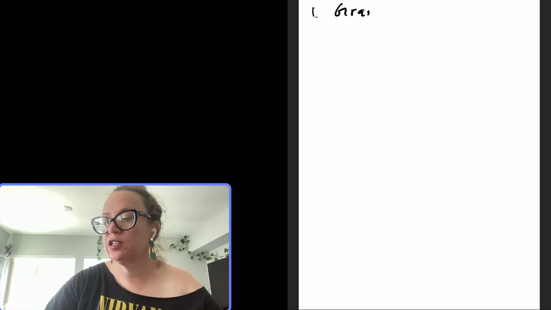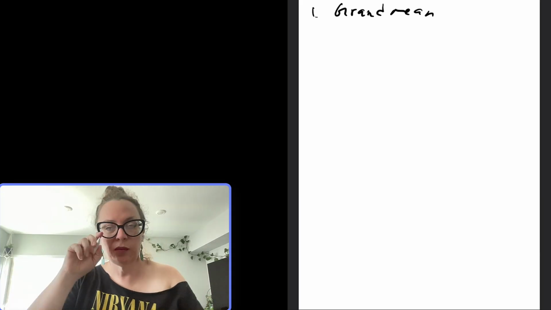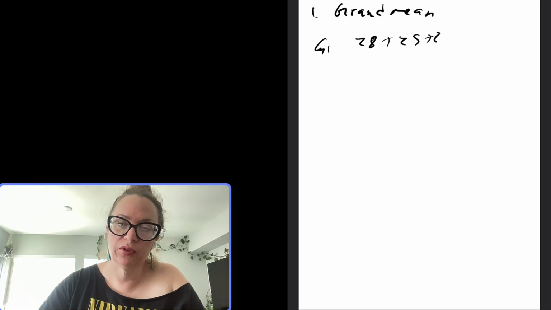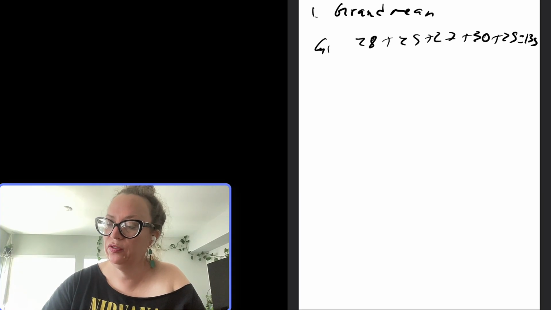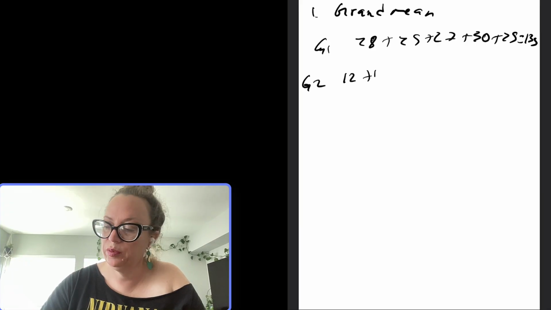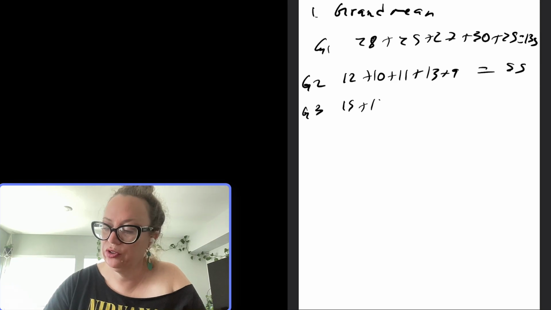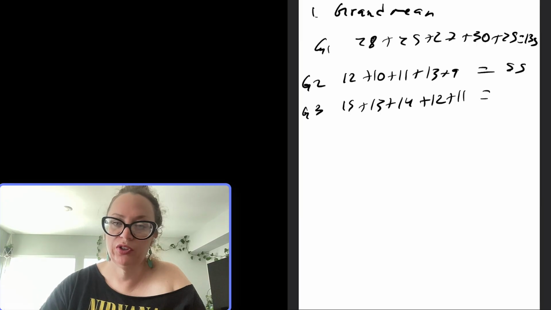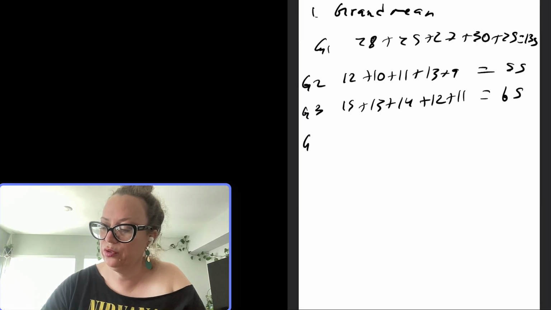So step 1 is the grand mean. We've already done this, but you add all 20 scores. For group 1, you have 28 plus 25 plus 27 plus 30 plus 25, which equals 135. For group 2, 12 plus 10 plus 11 plus 13 plus 9, which equals 55. For group 3, 15 plus 13 plus 14 plus 12 plus 11, which equals 65. For group 4, 5 plus 4 plus 4 plus 3 plus 4, which equals 20.